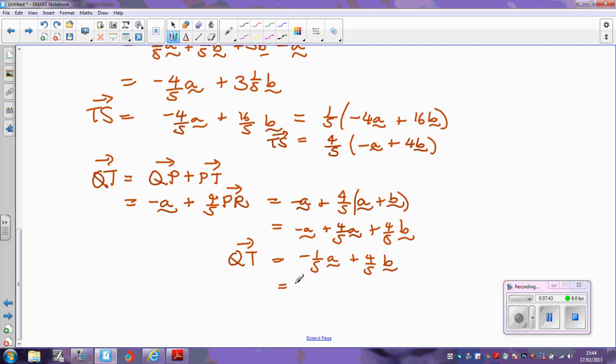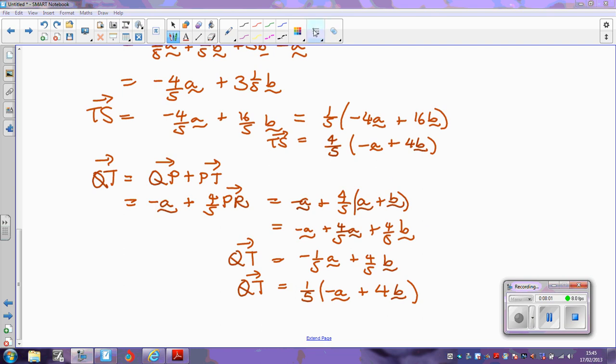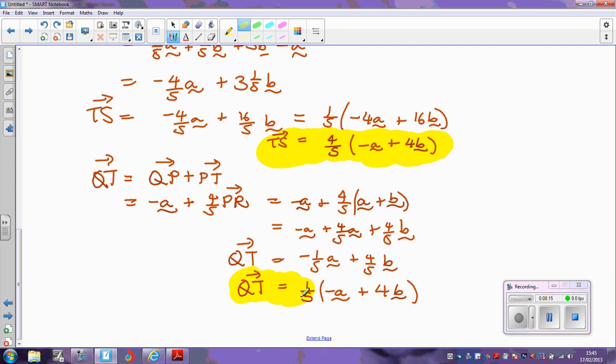Okay, if I now take out, I can see that 1/5 is a common factor here. So if I take out the 1/5, what I've now got is minus A plus 4B. And that's my vector QT. Okay, let's just compare the two vectors which I'm being asked to have a look at now. If we look at this vector here, the vector TS is 4/5 of minus A plus 4B. And at the same time, this vector down here, QT, is 1/5 of minus A plus 4B. And I can see that both of these vectors are multiples of minus A plus 4B.